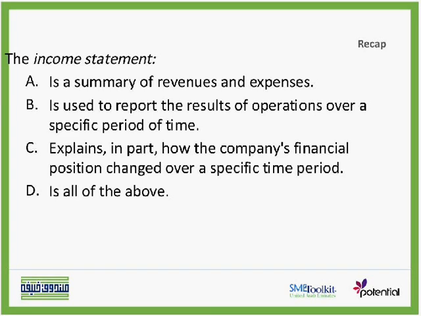The income statement. What's the income statement? It's a summary of revenue and expenses. It is used to report the results of operations over a specific period of time. It explains in part how the company's financial position changed over a specific time period. So, is it all of the above? Or is it the first one? The income statement is a summary of revenue and expenses. It is all of the above. The income statement is all of these functions.